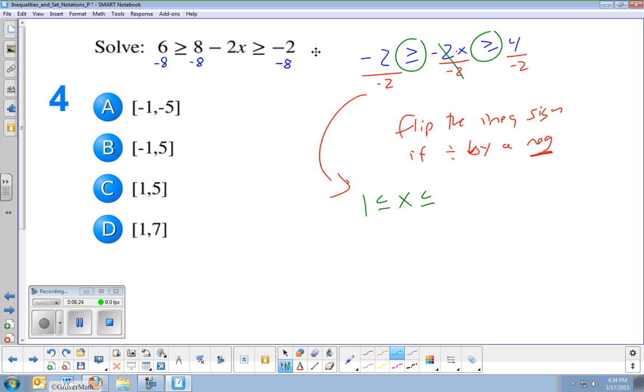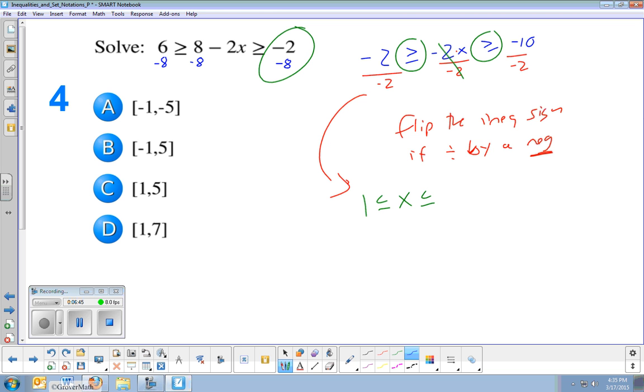Oh, wait, hold on. I messed up here, didn't I? This is negative 10, not 4. Hold on. Let me check my math here. 6 minus 8 is definitely negative 2. But negative 2 minus 8 is negative 10, not 4. Let me go back and fix that. Sorry about that. Get that blue back up.